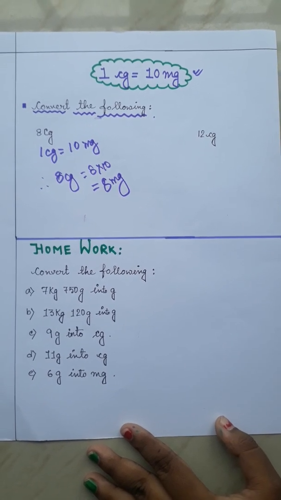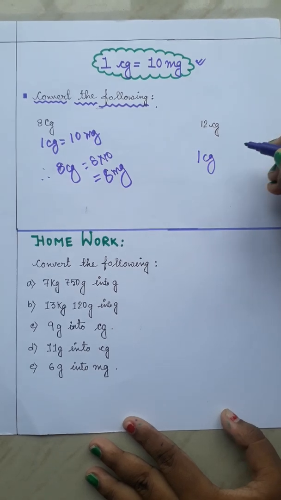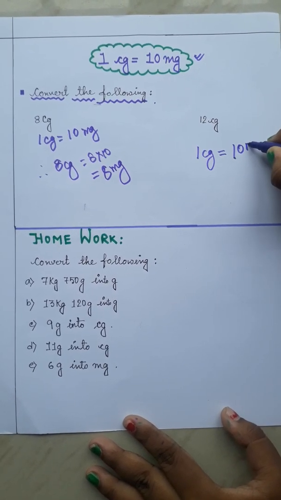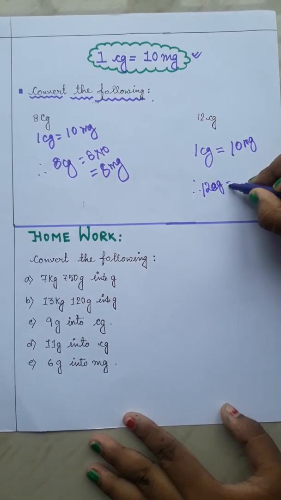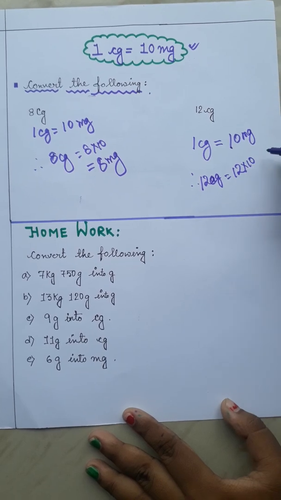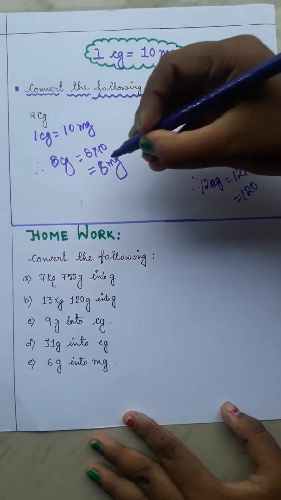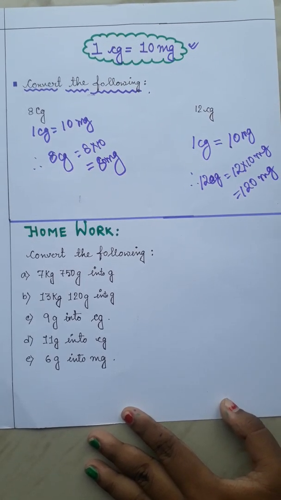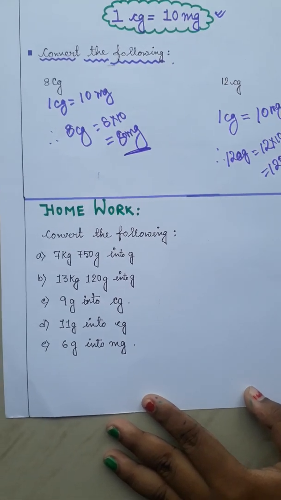Next, 12 centigram equals how much milligram? What we have to do? We have to write 1 centigram equals how much? 10 milligram. So 12 centigram equals 12 into 10 milligram. That means 120 milligram. Okay, so here the answer was 80 milligram and here the answer is 120 milligram.